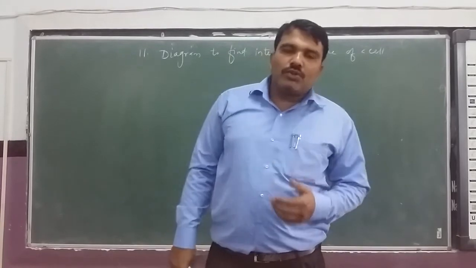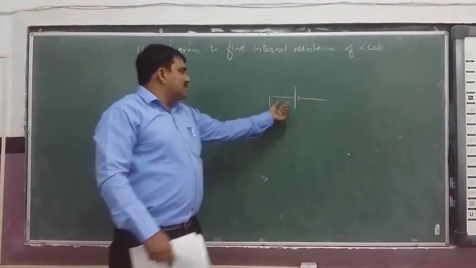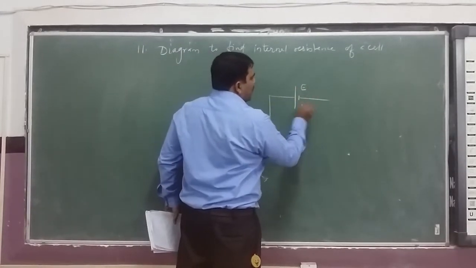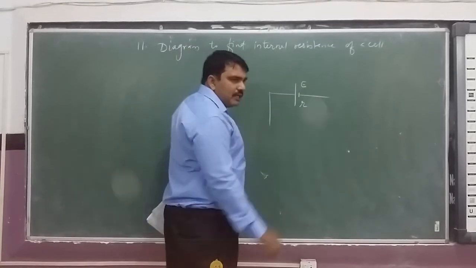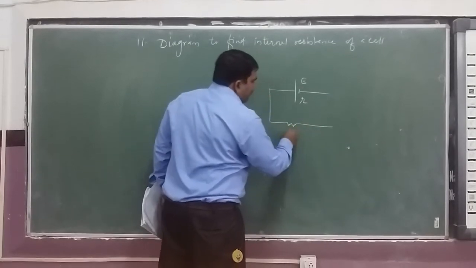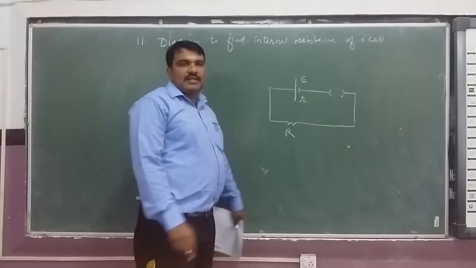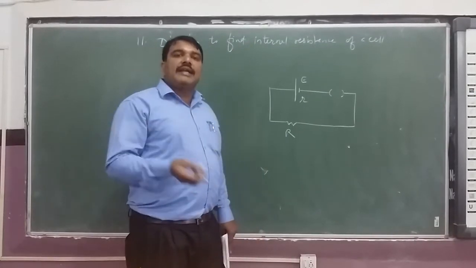Now we will learn to draw the diagram to find the internal resistance of a cell. This is the cell whose EMF is E, suppose, and the internal resistance is r. We want to find out the internal resistance of this cell. Suppose we connect an external resistance capital R here and we connect a key. Whenever you draw any electrical circuit, you must always connect a key so that you can switch on or off at any desired time.